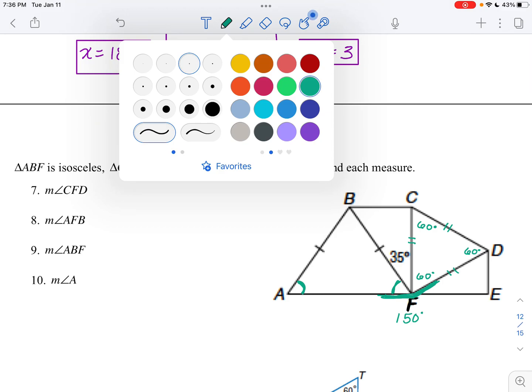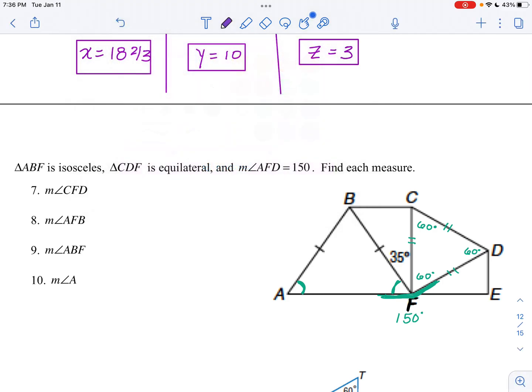Okay, if I take a look at this picture, one of the first angles that I'm going to find is angle BFA. So if angle AFD is 150, but I've already used up 60 degrees for this part of the angle and 35 degrees for this part of the angle, 150 minus 60 minus 35 makes this angle 55 degrees. If the base angle there is 55 degrees, then the other base angle, which is angle A, must be the same, is also 55 degrees.